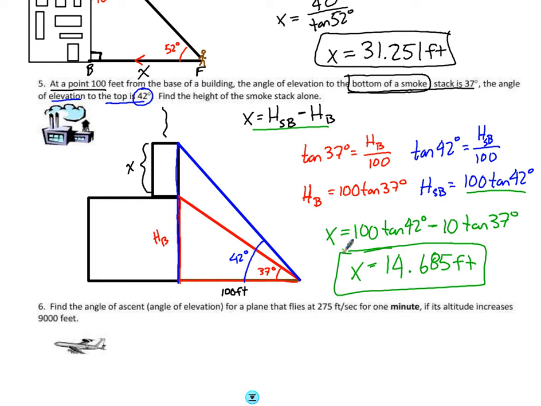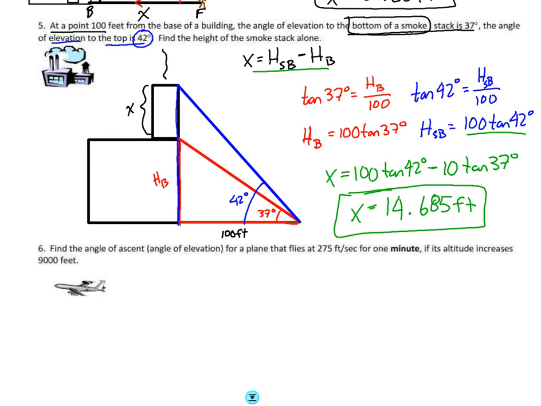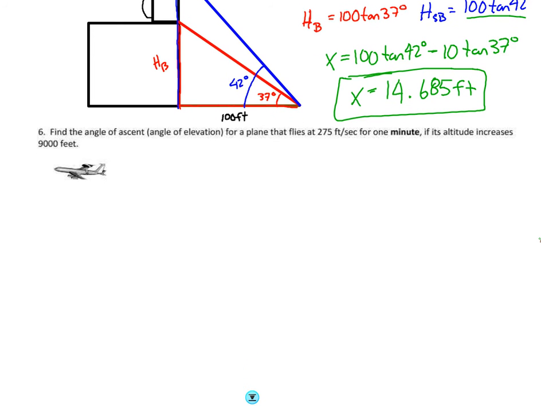Go ahead and try number 6 on your own. The answer key is posted. You're going to have to try to figure out the altitude. You can use the altitude to figure out the angle of ascent, how fast that plane is climbing in terms of its angle. So go ahead and try that, and then check with the completed note key online as well.